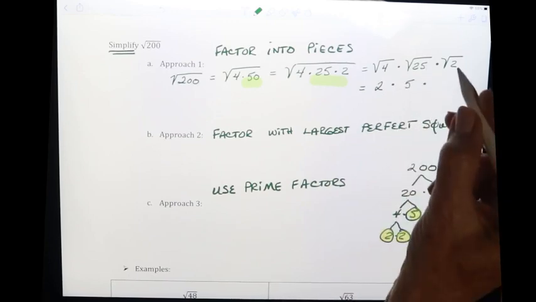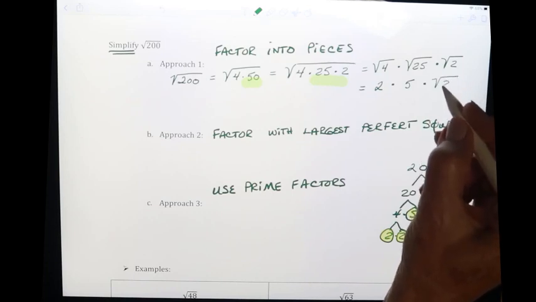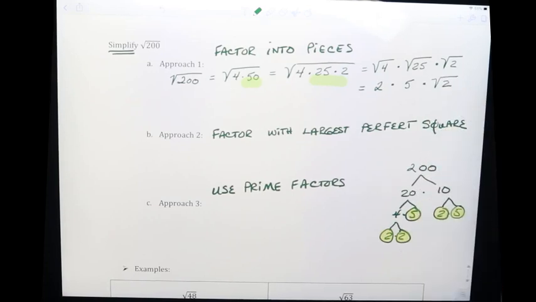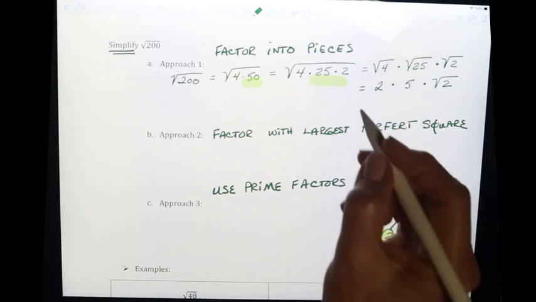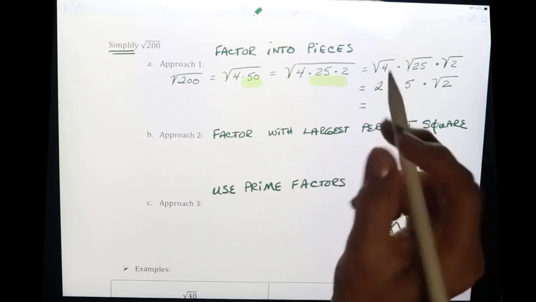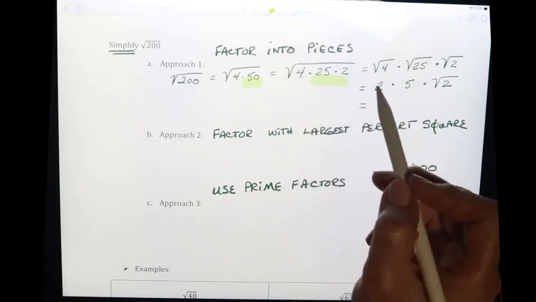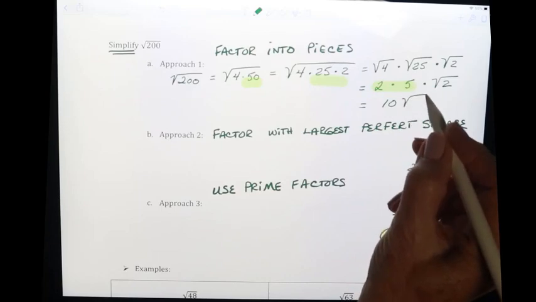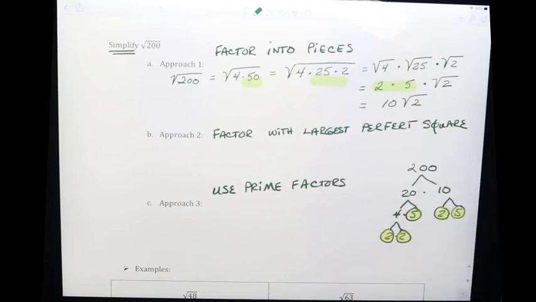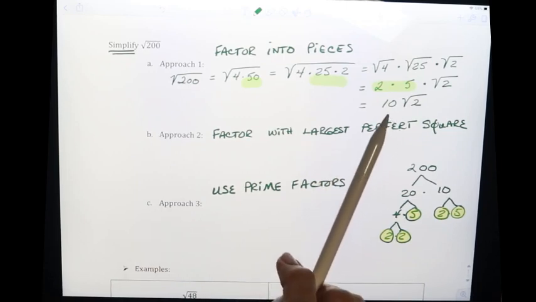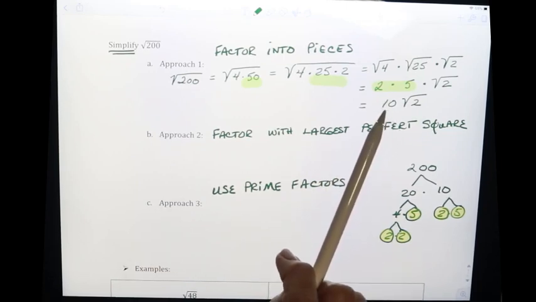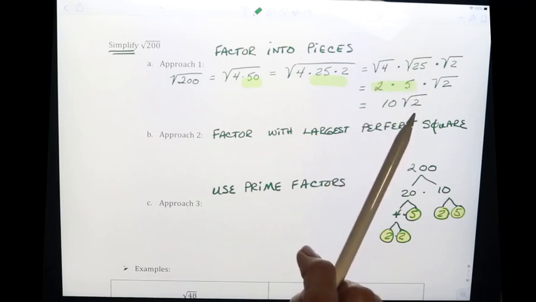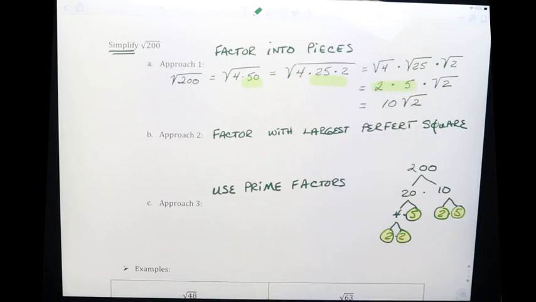Again, connected by times, and I cannot take the square root of 2 without going into some non-repeating, non-terminating decimal. So I'm going to leave that in radical form. I'm going to go ahead and multiply these numbers together out in front, and then keep the radical square root of 2. So generally, that's the way you want to write this. You put the numbers out in front that come out from under the radical that you can take square roots of, and you leave anything under the radical that you can't take a square root of. So that's approach number 1.